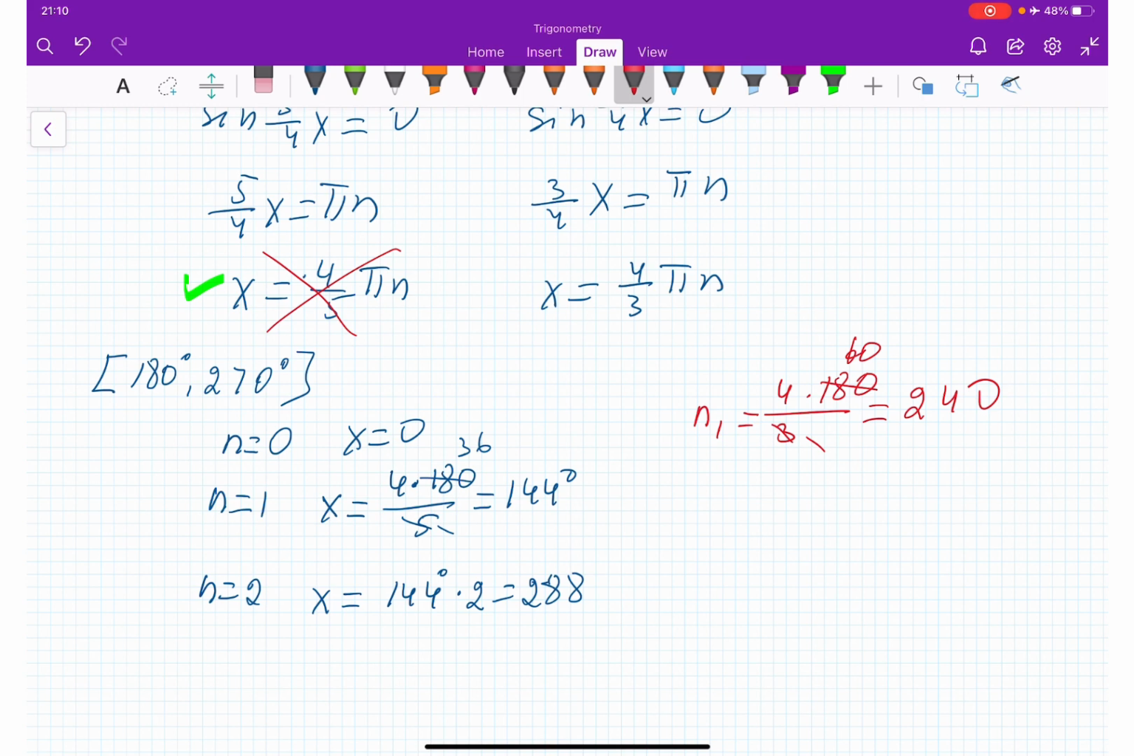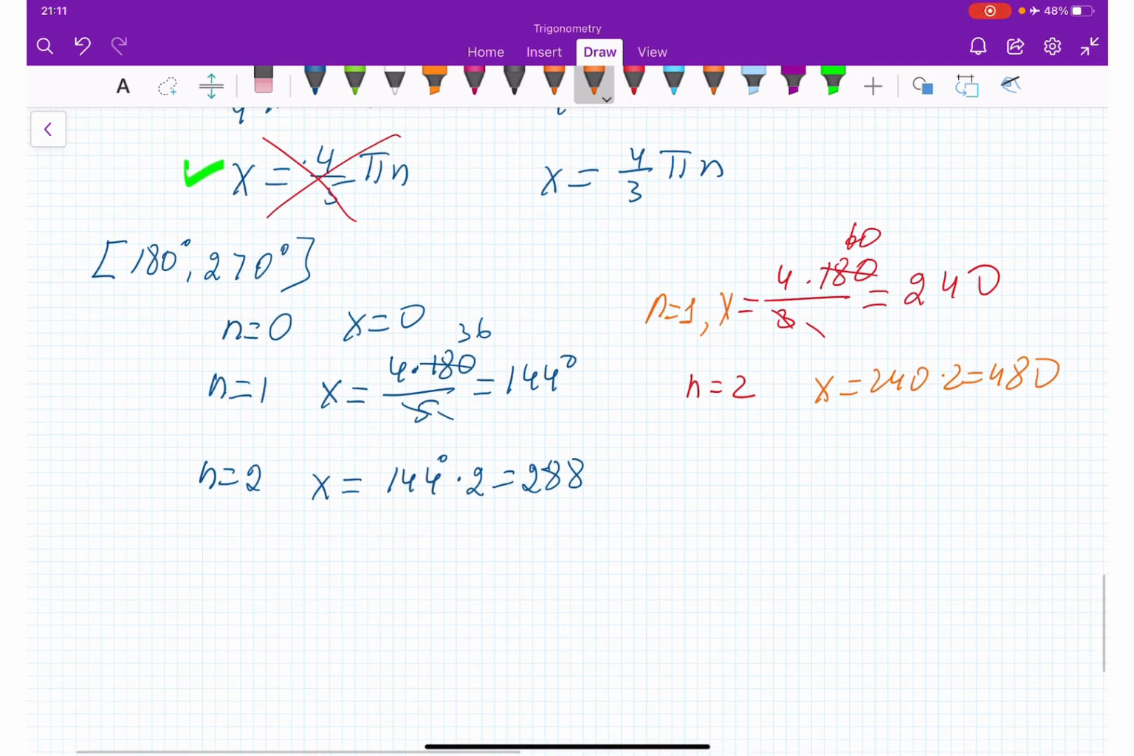If I take n equal 2, then x is going to be equal to 240 times 2, 480, which is out of range. So the answer is 240 degrees. Okie dokie, I'm done.